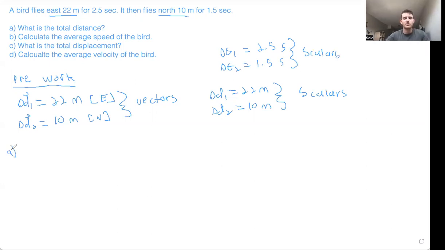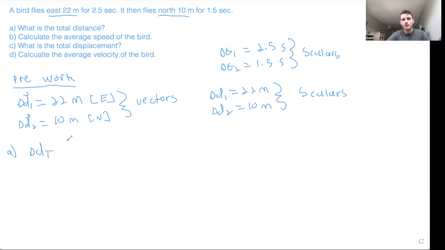So if we're going through A, B, C, D. Part A says, what is the total distance? So very important, distance versus displacement. Distance is the amount of ground you traveled, right? So if you take your phone or your Apple Watch on you and you walk 22 meters and then you walk 10 meters, your Apple Watch is going to say, well, you walked the 22 meters and you walked the 10 meters. So you just add those together, right? And so distance is a scalar and it just wants to know how far did you go.